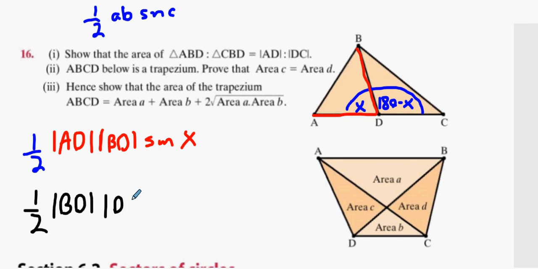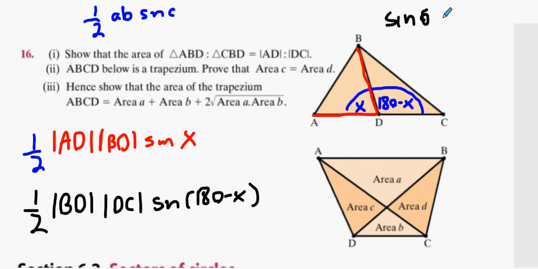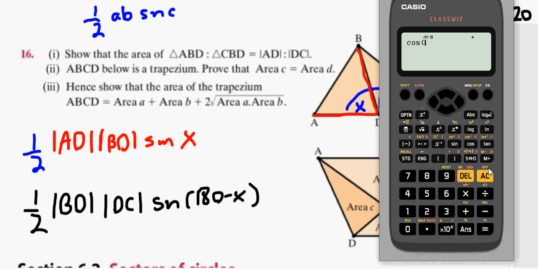Sine 180 minus X. Now, here's some good news for you. Sine 60 is the same as what? Can anybody tell me? Sine 60 is actually the same value as sine 120. Did you know that? So if you put it in, sine 60 is root 3 over 2. Sine 120, also root 3 over 2.